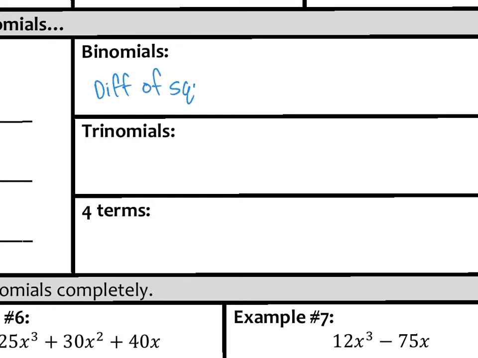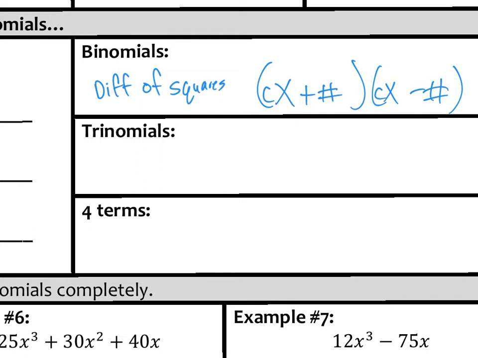Okay, if it is a difference of squares, we know to do the parentheses, x plus a number, okay? And then we're also going to do an x value minus a number, okay? We also will have a coefficient in front of those. Sometimes it'll be c, sometimes it'll be something else, okay? If it's a trinomial, we have 3 terms, then we know we're probably going to be splitting the middle.